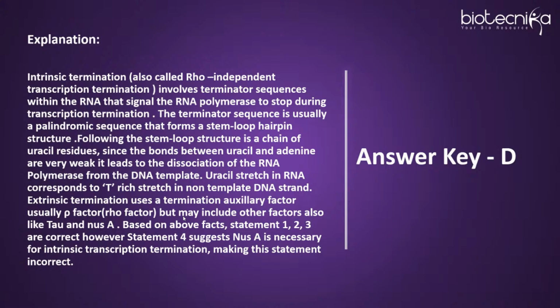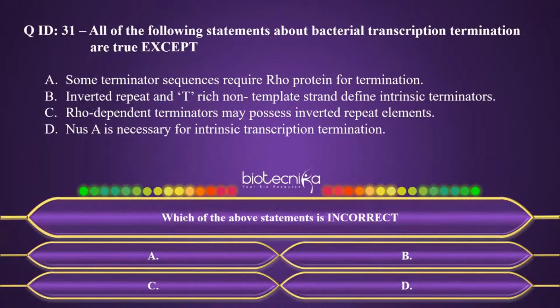So based on these facts, statements 1, 2 and 3 are correct. However, statement 4 suggests that NusA is necessary for intrinsic transcription termination, which makes it an incorrect statement, right? So option D would be incorrect here. NusA is required in Rho-dependent termination, not in intrinsic termination, right? Did everybody understand this particular question? Type yes.